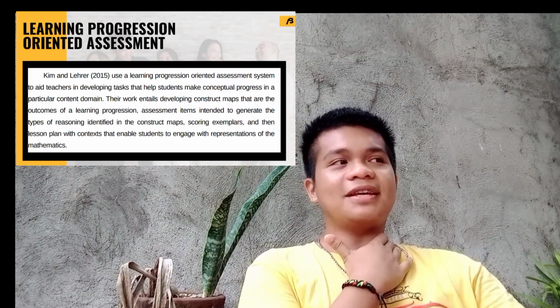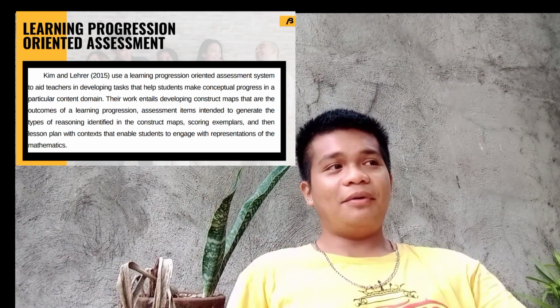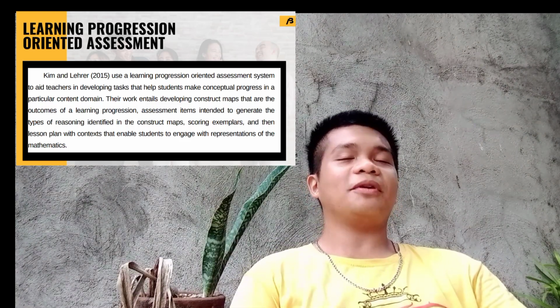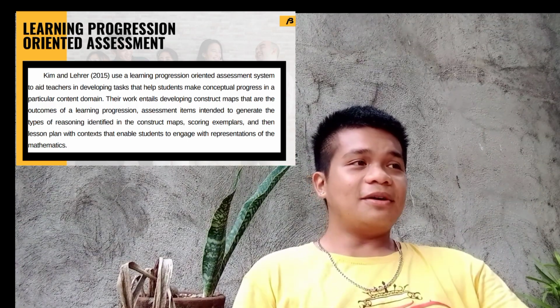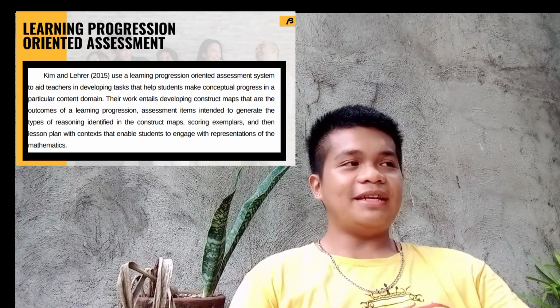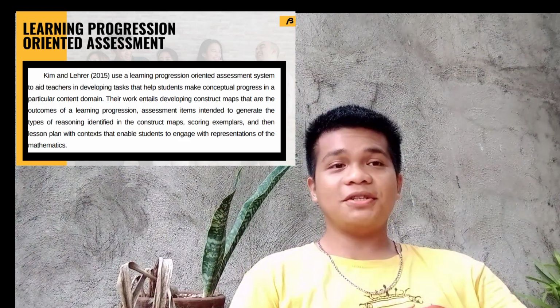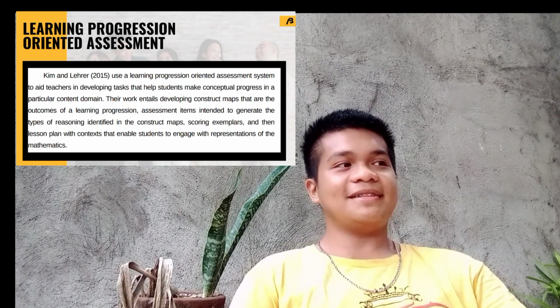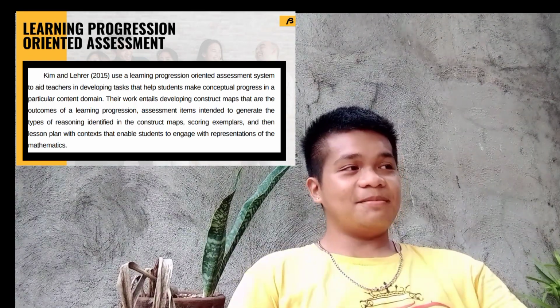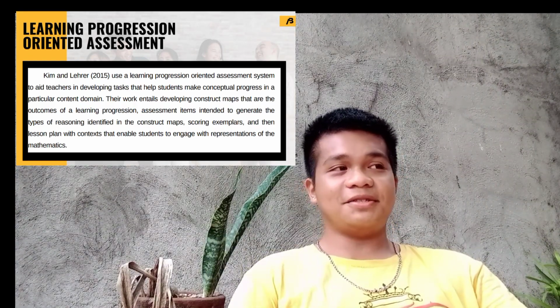Moving forward, let us have the assessment strategies that are proven and tested by scholars or researchers. The first assessment strategy we have here is the learning progression oriented assessment. Let us read. Kim and Letter 2015 used a learning progression oriented assessment system to aid teachers in developing tasks that help students make conceptual progress in a particular content domain.